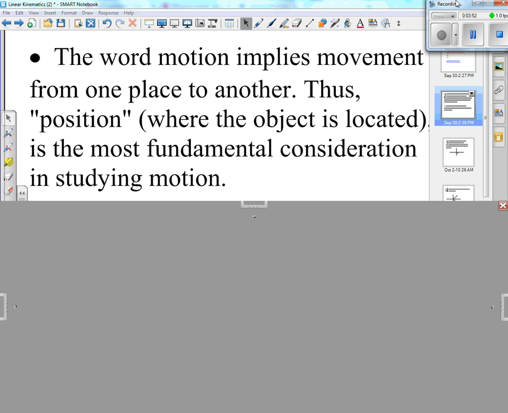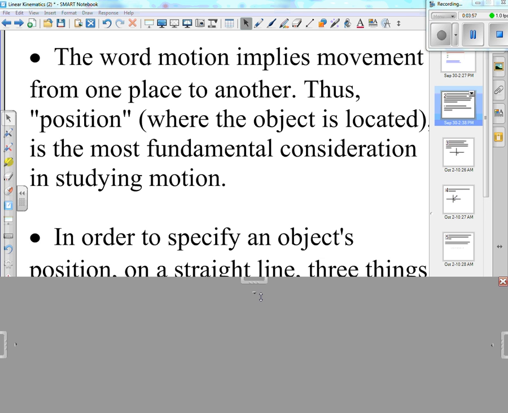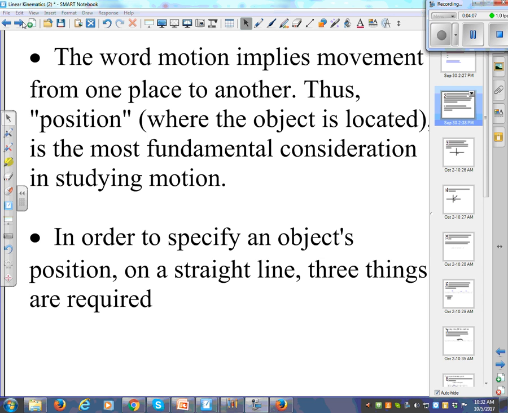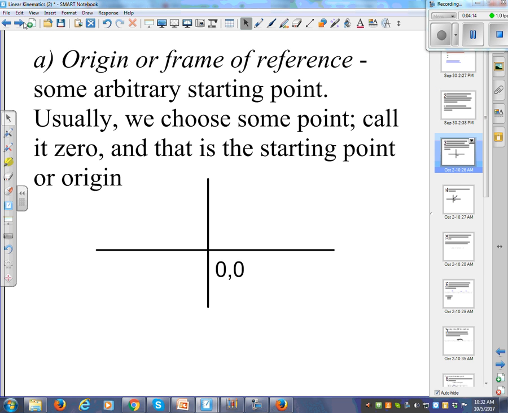Position: before you can talk about how fast you're going, you have to be able to figure out what your position is. And there are three things required to specify an object's position. You guys don't need to write any of this. What are those three things, do you think? It's right on the paper there. An origin, or a frame of reference.